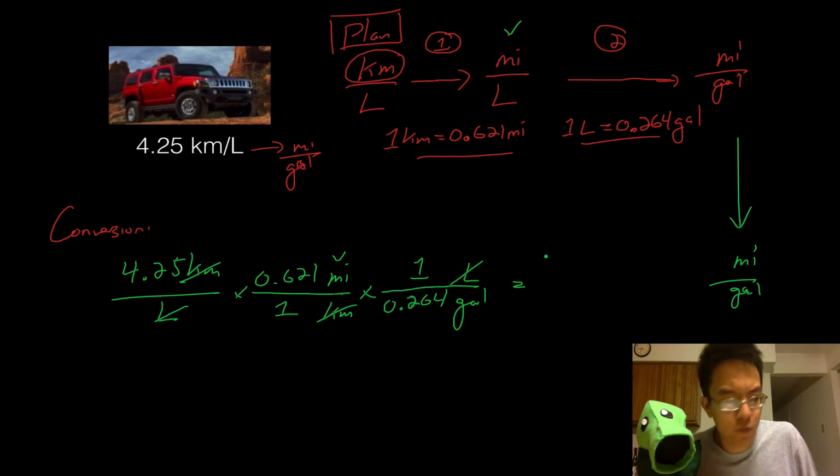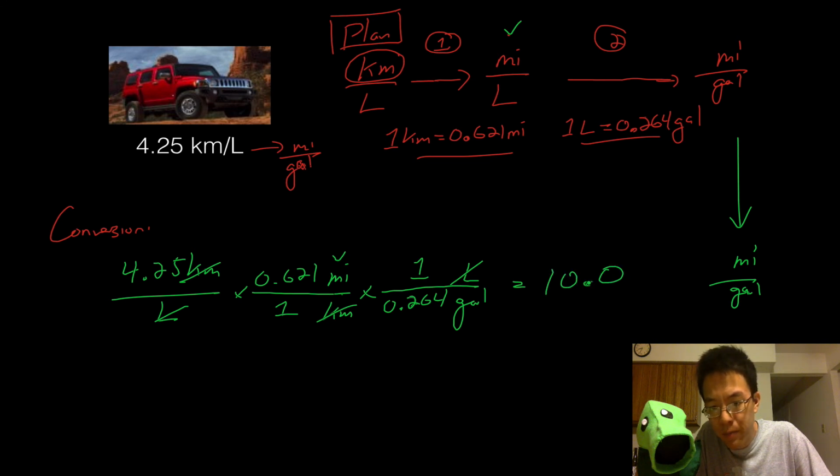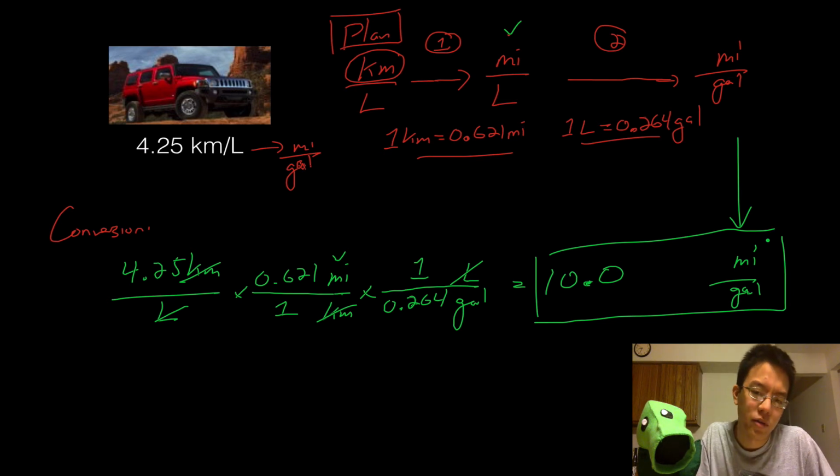Now all I have to do is take my handy dandy calculator: 4.25, this is getting really exciting, times 0.621, times 1 technically, divided by 1, and then 0.264, which gets me about 9.997. I'm going to round that to 10.0 miles per gallon. That means for every gallon of fuel, the Hummer can go 10 miles.